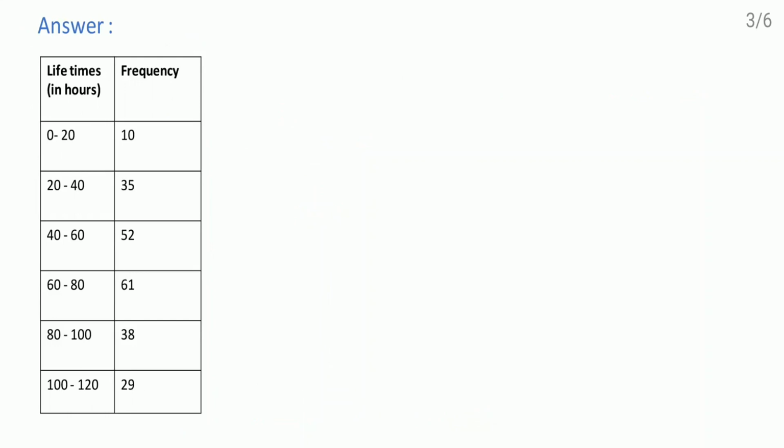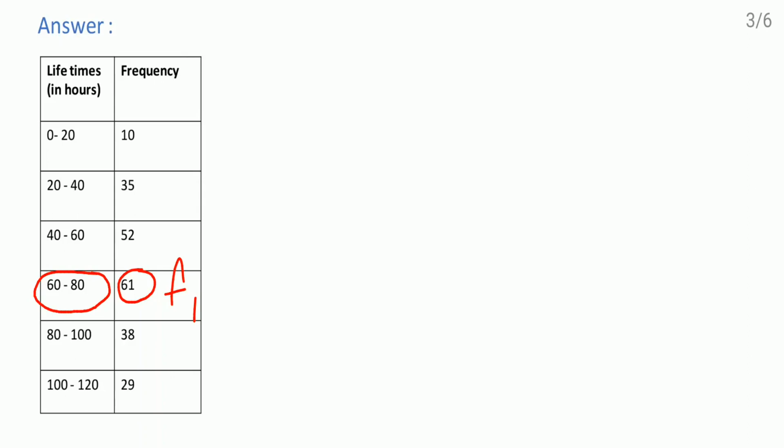Here, for the mode, it is very simple. Only two columns are there, whatever they have given us in the question. The same two columns I have written. For the mode, first you will choose the maximum frequency. So which is the maximum frequency here? 61. This you are going to call F1. And this class interval you will say is the modal class.